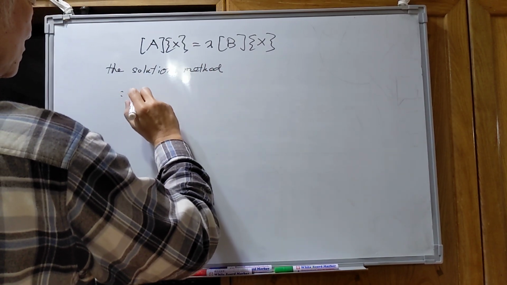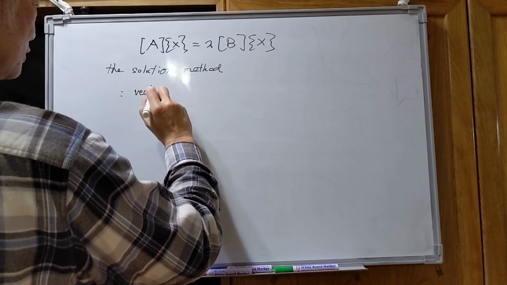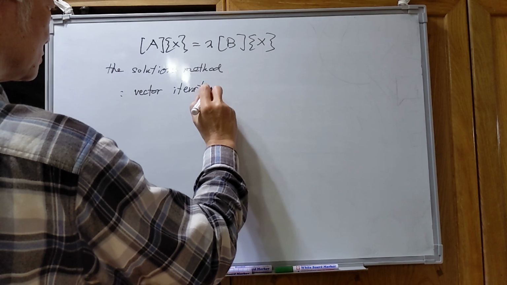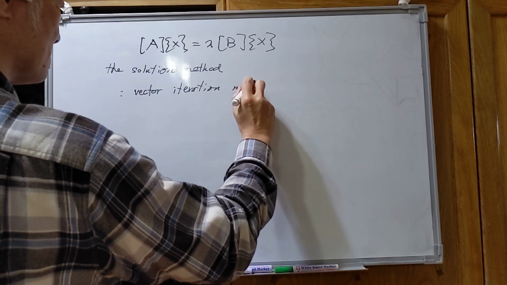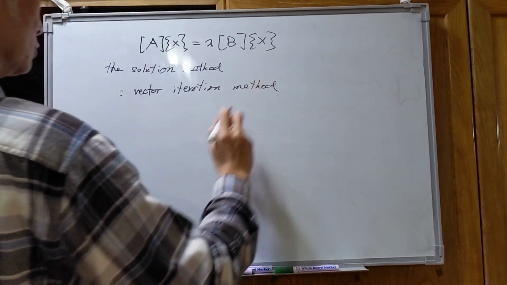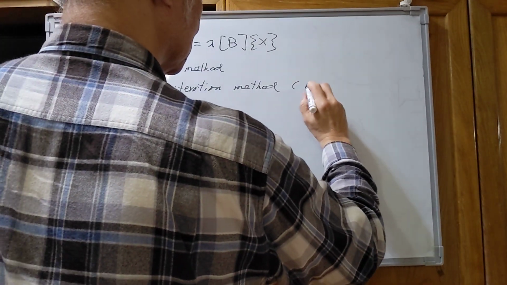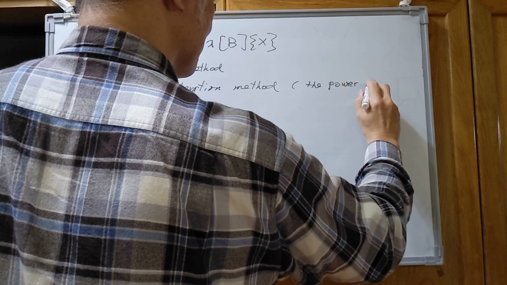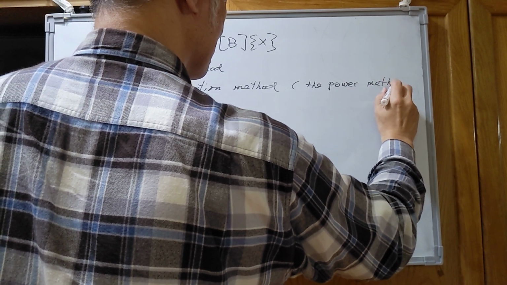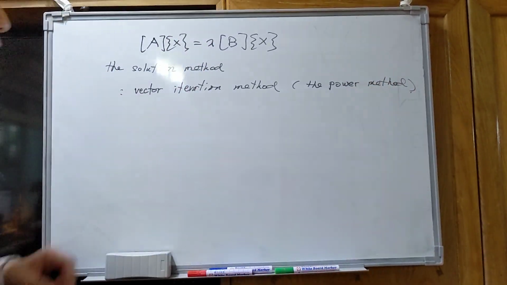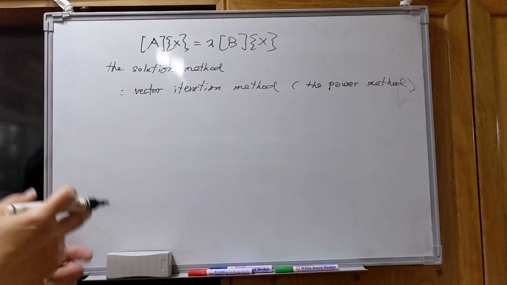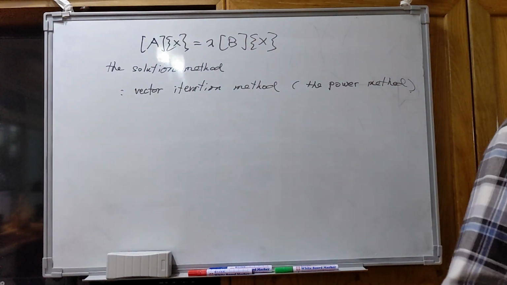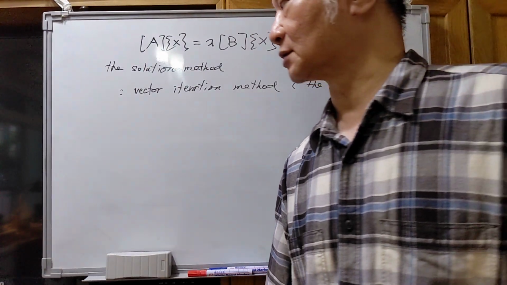Which is called the vector iteration method. Also, sometimes it is called the power method. Or can we use the vector solution method to solve the eigenvalues and eigenvectors?